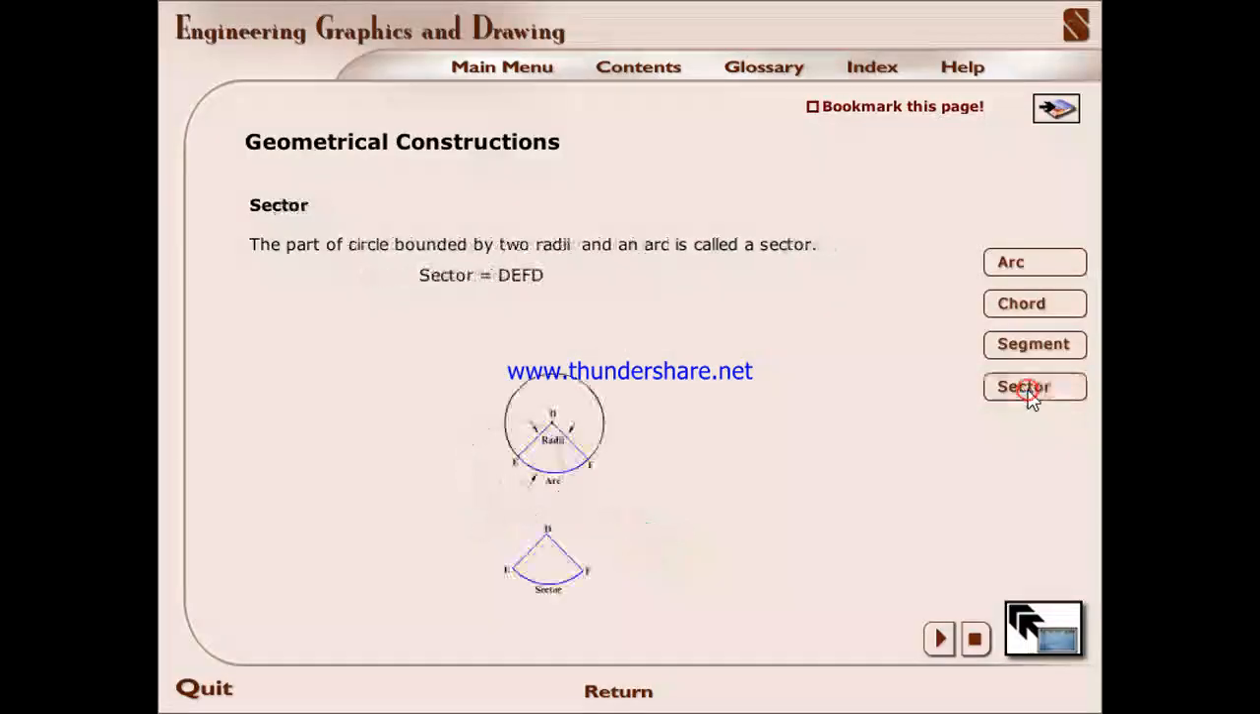Now we will go to sector. The part of circle bounded by 2 radii and an arc is called sector. Sector is equal to here DEF.